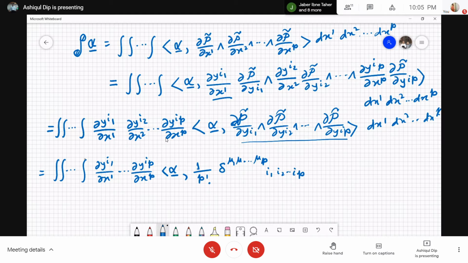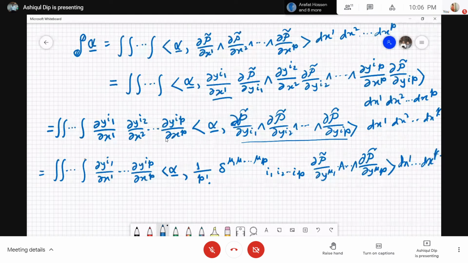I can do that. Then I can write delta p over delta y mu1 up to delta p over delta y mu p, like that. And then I have dx1 up to dxp. Is that correct? Yeah. Okay.